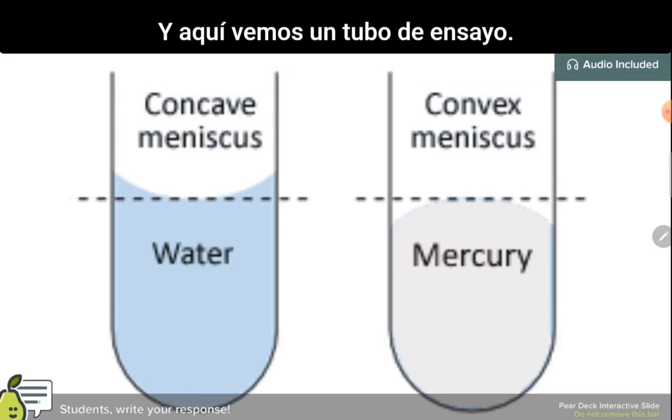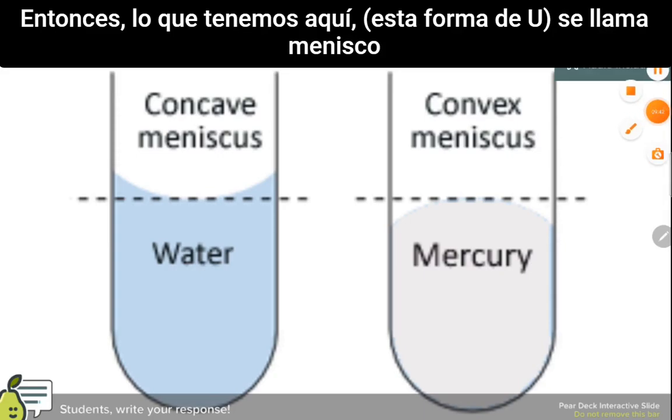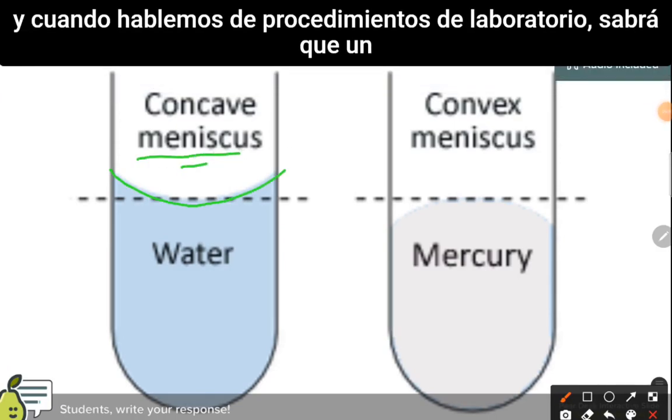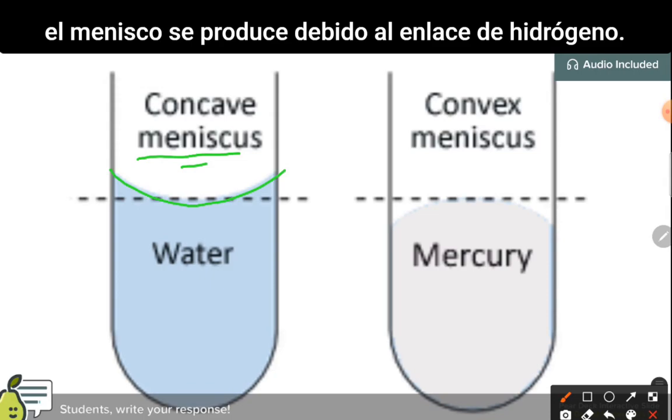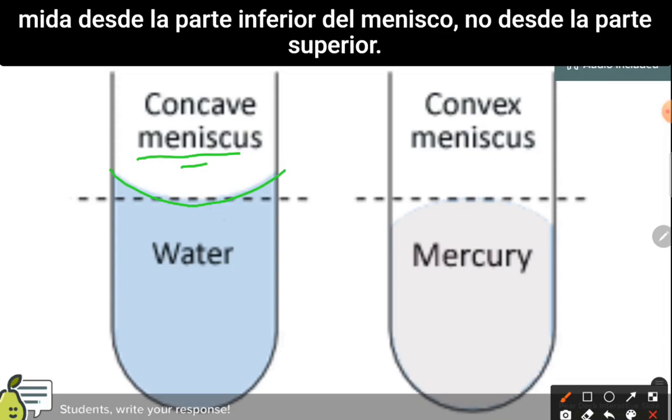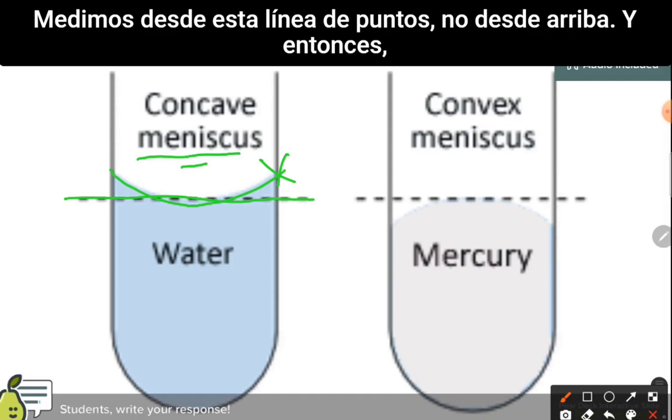And here we see a test tube. What we have here, this U shape, is called a meniscus. When we talk about lab procedures, you'll know that a meniscus occurs due to hydrogen bonding. When we're trying to get a measurement, we measure from the bottom of the meniscus, not from the top. We measure from this dotted line, not from the top.